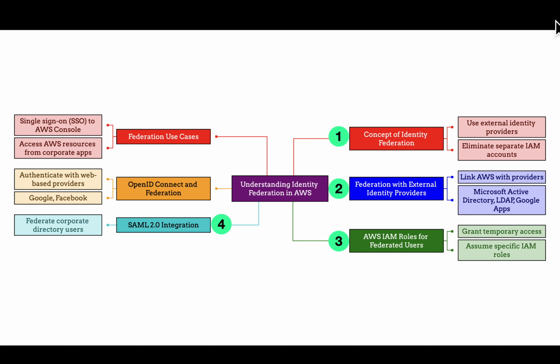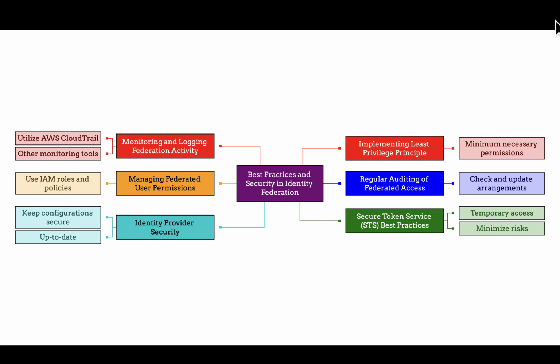4. SAML 2.0 integration. AWS supports Security Assertion Markup Language, SAML, 2.0 for federating users of a corporate directory with AWS resources. 5. OpenID Connect and Federation. OpenID Connect is another protocol used for identity federation, allowing authentication with web-based identity providers like Google and Facebook. 6. Federation use cases. Common scenarios include providing single sign-on, SSO, to AWS Management Console and accessing AWS resources from corporate applications.